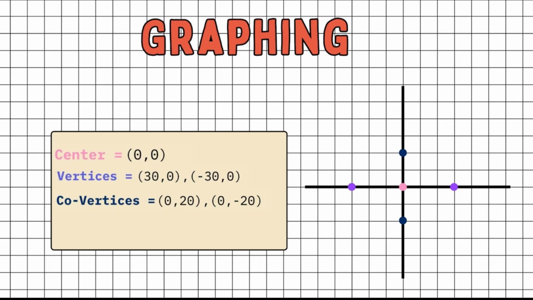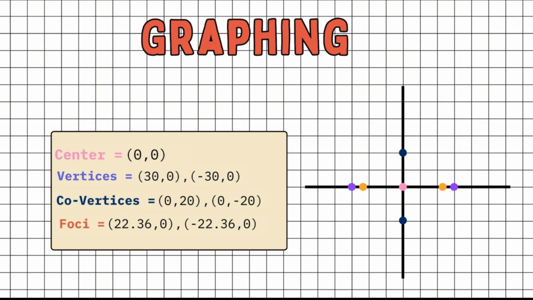After that, we identify the foci, which are (22.36, 0) and (-22.36, 0). This value is a little more than 20, so we place the points just past the 20 mark on both the right and left sides of the center. So we plot the foci slightly beyond (20, 0) and (-20, 0). So it's going to be here and here.